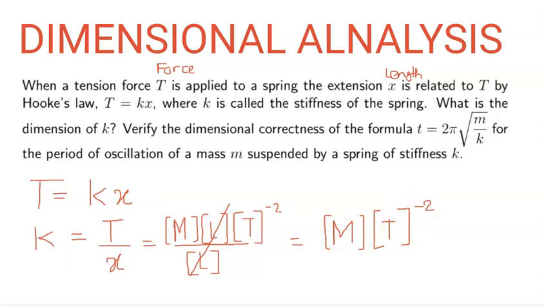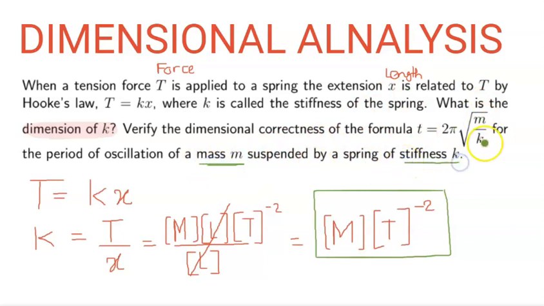So now we have found the dimensions of the K. That was the first thing. Done. Okay. Verify the dimensional correctness of the formula. So that's the second bit we will have a look at, where M is the mass and K is the stiffness. We have the dimensions for the mass, and we will find the dimension for the K, which we have already. So we'll just put these dimensions.